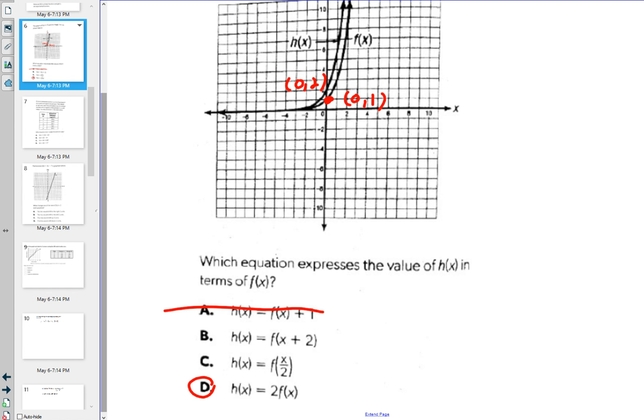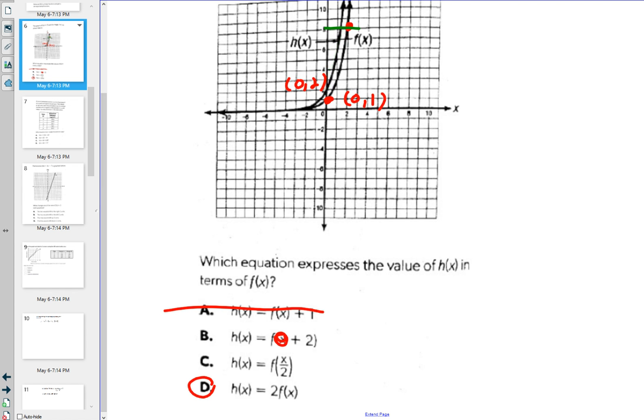How can I say this? If I put in that 0 for x here, 0 plus 2 is 2. So does the y value of f of x at 2, which is when x is 2, it's somewhere up here, is 8 the same as 2? No, it's not. Those two are not equal.